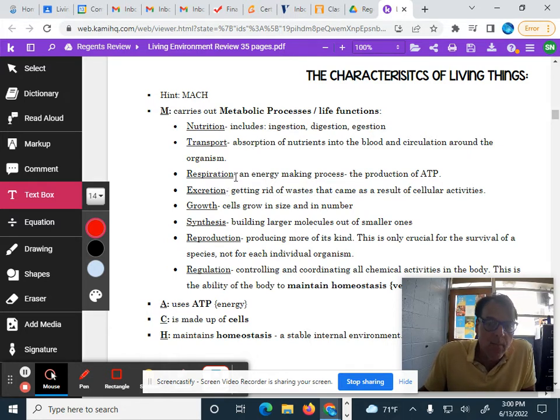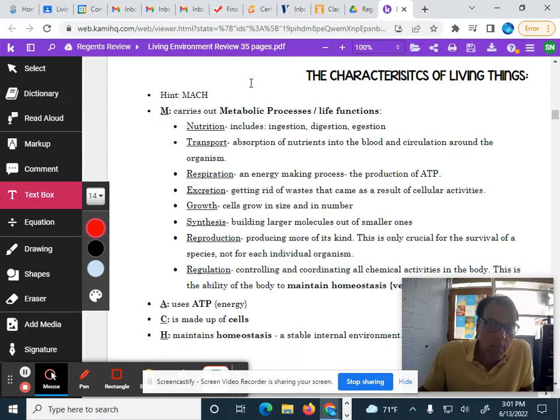Respiration is important. That's where we make cellular energy in the form of ATP. You use oxygen. You excrete carbon dioxide. You also make some water, which you will reuse for your other metabolic processes.